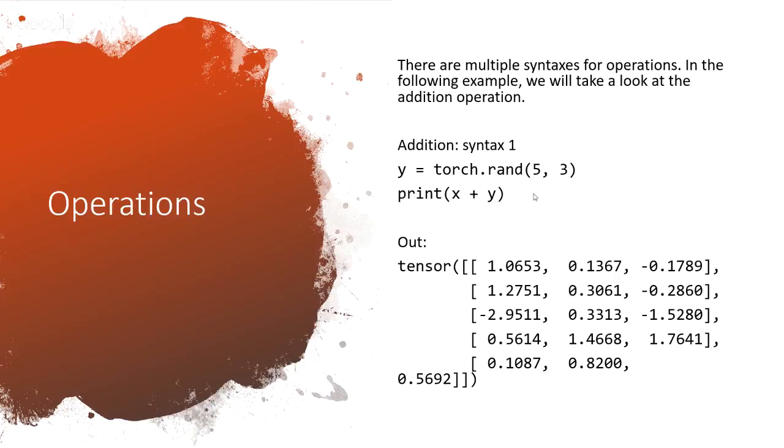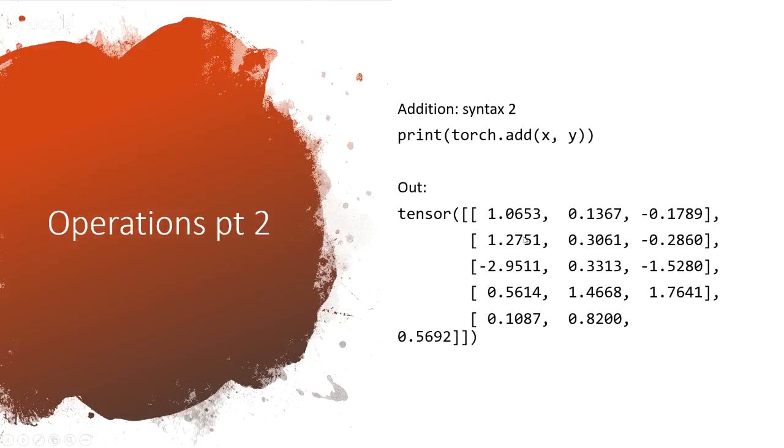There are multiple syntaxes for operations. In the following example, we would like to look at the addition operation. So for example, here we've got y equals torch.rand 5 by 3. And if we go print x plus y, it simply adds the tensors together. We can also use torch.add with 2 parameters, which will do the same thing. As you can see, the output gives you a tensor.